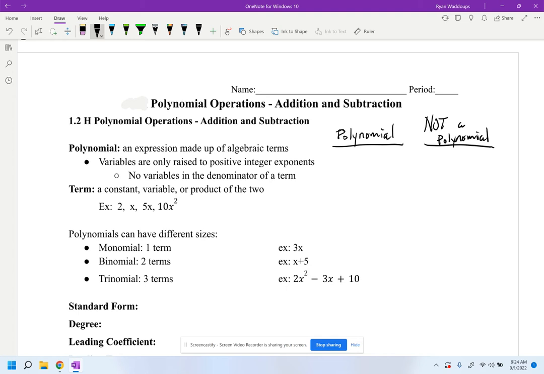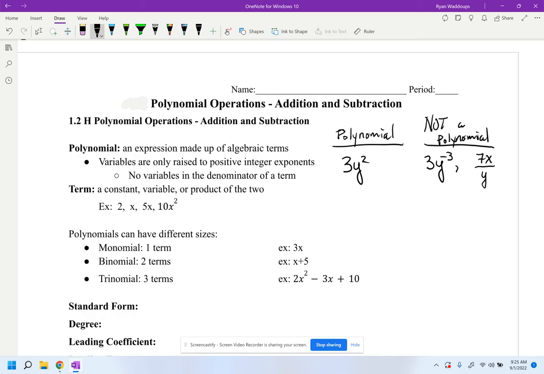Variables are only raised to positive integer exponents. So we might have like 3y squared. That's a polynomial. Not a polynomial would be 3y to the negative 3. The negative exponent makes it not a polynomial. There's also no variables in the denominator of a term. So another example that's not a polynomial, let's say I had 7x over y. This is not a polynomial because of that y in the denominator.